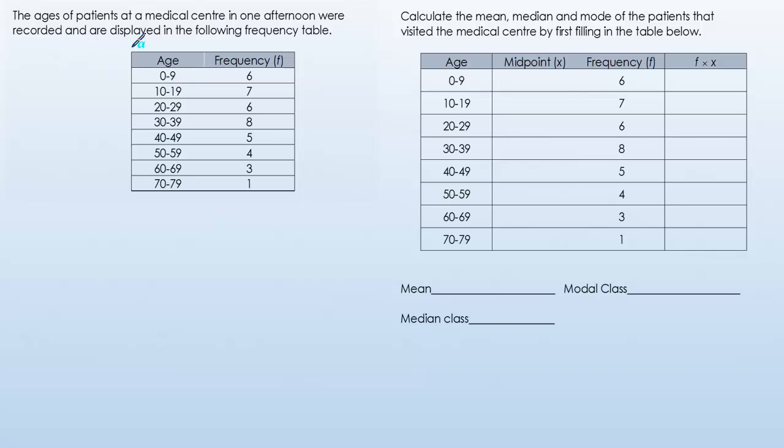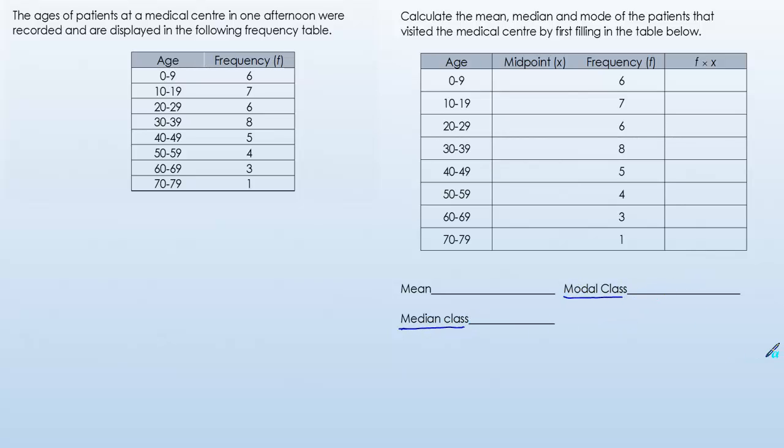The ages of patients at a medical centre in one afternoon were recorded and are displayed in the following frequency table. We want to calculate the mean, median and mode for the patients that visited the medical centre by first filling in the table below. Now, one of the things I want you to notice is that we have the median class and the modal class.